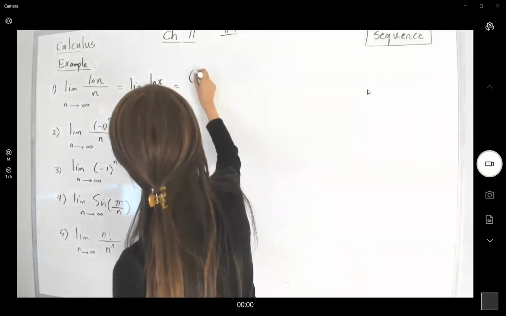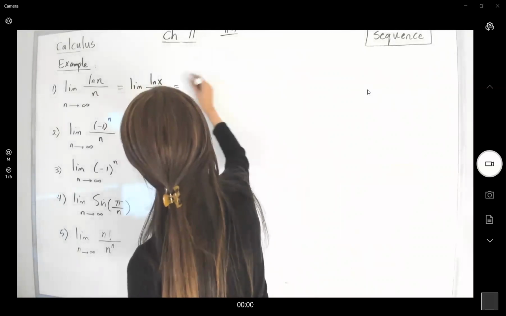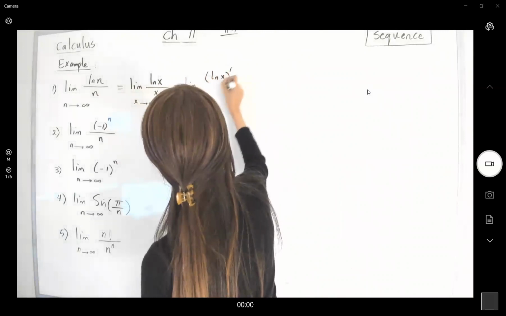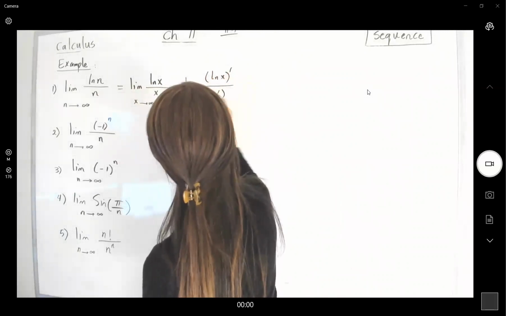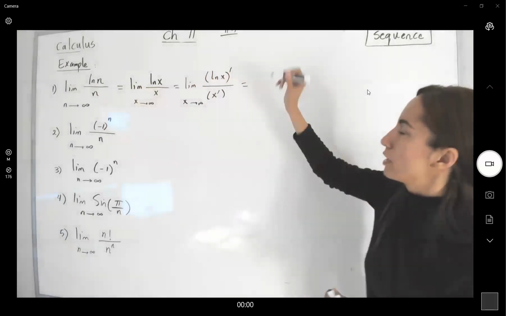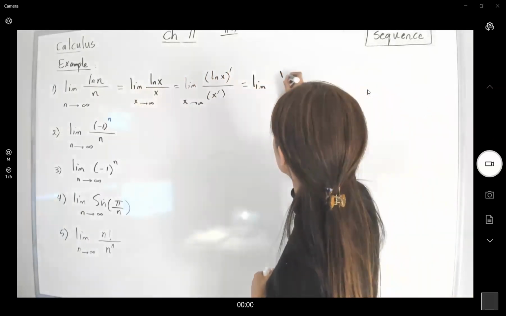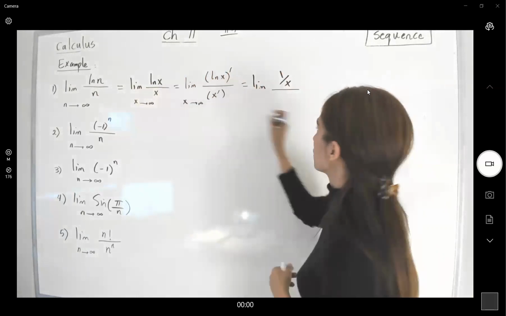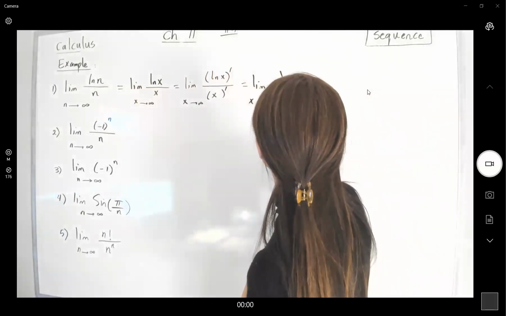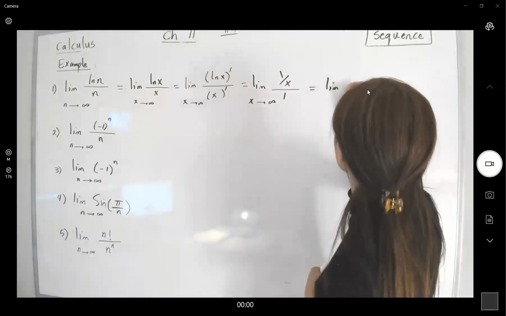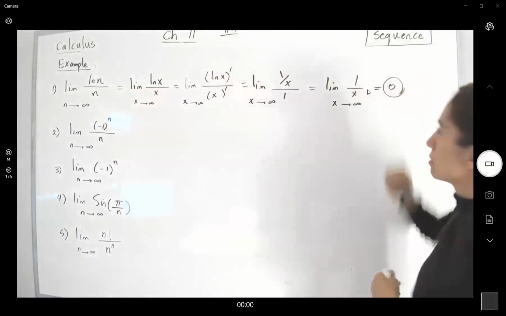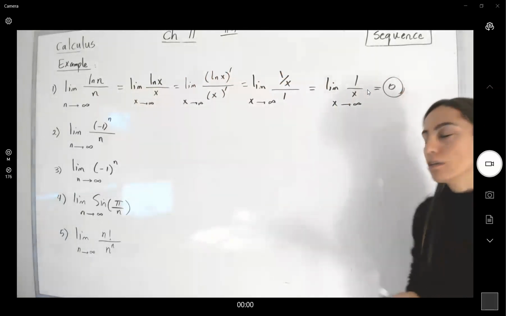It was the derivative of ln of x divided by the derivative of x as x approaches infinity. The derivative of ln of x was 1 over x, and the derivative of x was just 1. This is the limit of 1 over x as x approaches infinity, which is 0. So we have a convergent sequence.